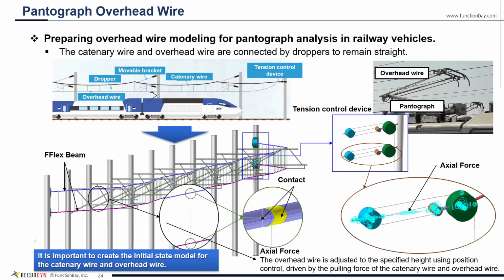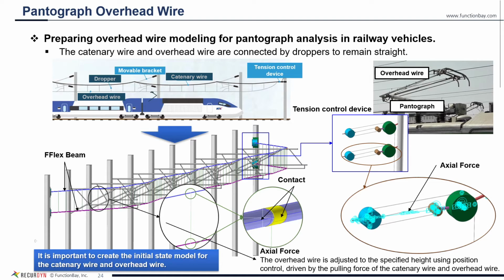This example is the pantograph of a railway vehicle. In this model, the catenary wire and the overhead wire are essential components. The catenary wire is positioned at the top, while the overhead wire is located below. These two wires are connected by a dropper, which ensures that the overhead wire remains straight. The pantograph remains in contact with the overhead wire while the train moves.